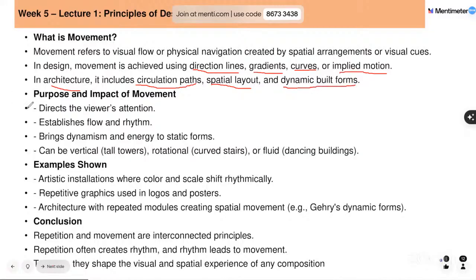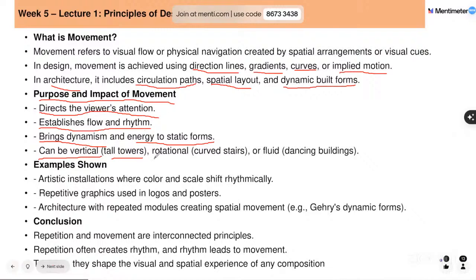Now, what is the purpose and impact of movement? First, it directs the viewer's attention. Second, it establishes flow and rhythm. Third, it brings dynamism and energy to static forms. We can have movement which is vertical, like tall towers. If you look at Burj Khalifa, then your eye is automatically drawn or moves towards the top. Or if we look at the Egyptian pyramid, the eye is automatically drawn to the top.